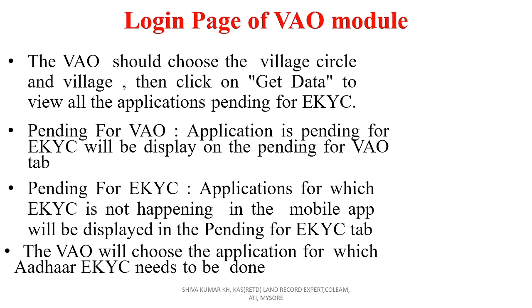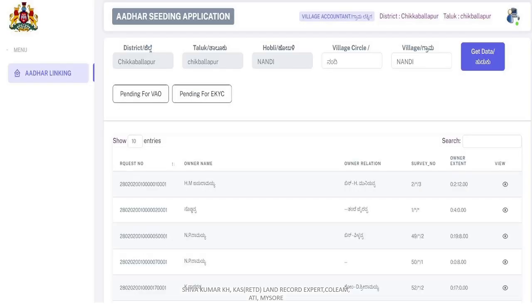And pending for eKYC, application for which eKYC is not happening in the mobile app will be displayed in the pending for eKYC. So the VAO will choose the application for which eKYC needs to be done. So this is the screen of other seeding applications. Here there are two options, pending for VAO and pending for eKYC. And below it is shown the list of farmers.